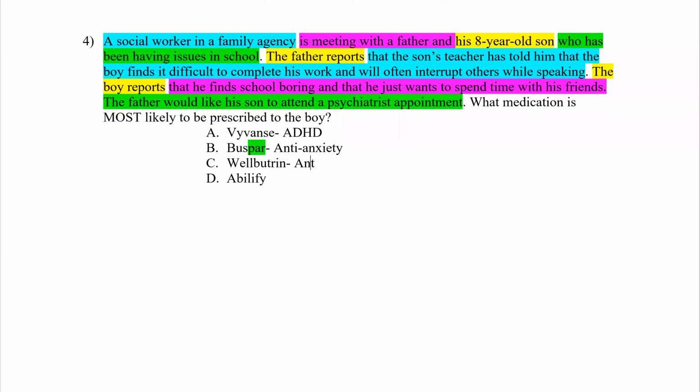Wellbutrin helps the person to feel well. So this is going to be an antidepressant. Well, they want their mood to feel well. And Abilify helps to improve the person's ability to handle their psychosis and or mood, because this can be a mood stabilizer or antipsychotic. So it's an antipsychotic first, but mood stabilizer as well.